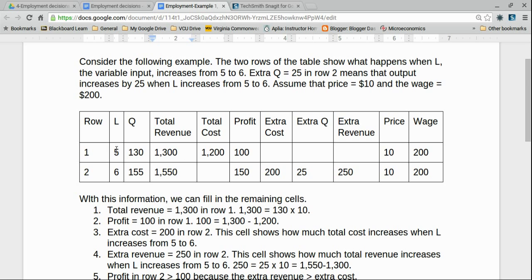If I increase employment from 5 to 6, I've got to pay $200 for that extra unit of labor. So my total cost is going to go up to 1,400. Total cost will be $200 higher at L equals 6 than L equals 5. And the difference between the new total revenue and the new total cost does in fact equal 150. When the extra revenue is greater than the extra cost, the firm can increase profit by increasing employment.